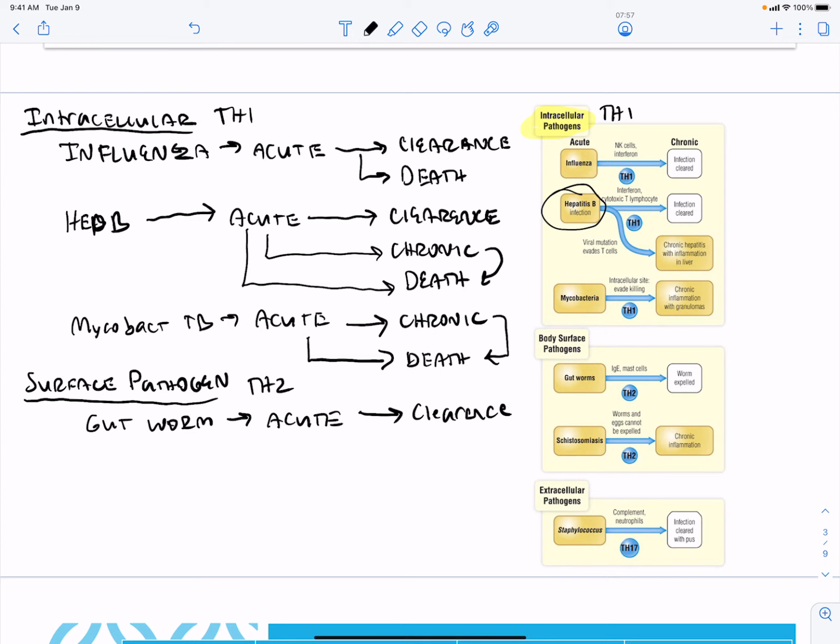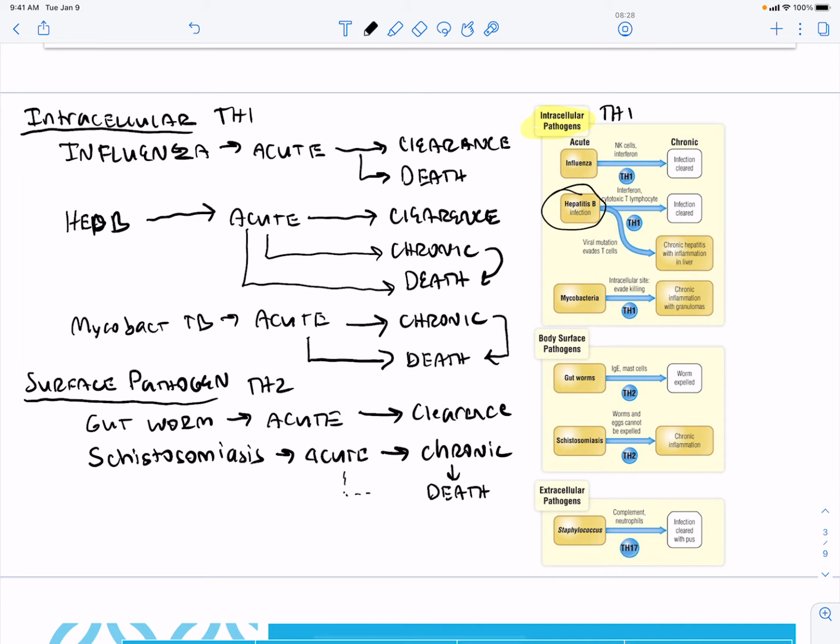And then you're going to have schistosomiasis. Another parasite, so you're going to have an acute stage. And then this, of course, goes chronic as well. And so just like anything, you can have this go towards death. Typically, an acute infection will not lead to death. So I'll put a little dotted line, unless, again, you have some underlying condition.